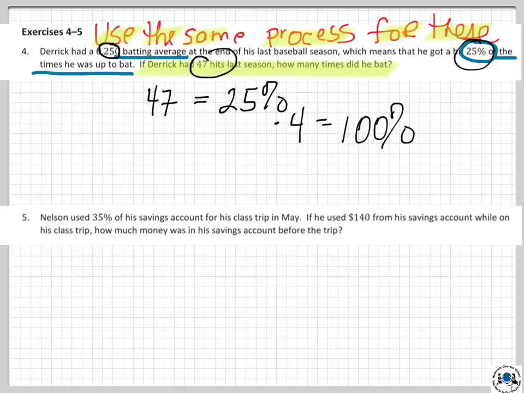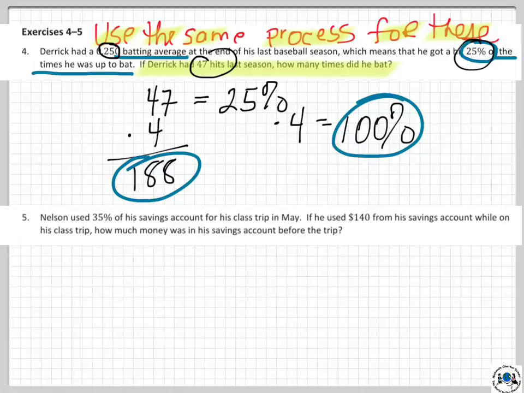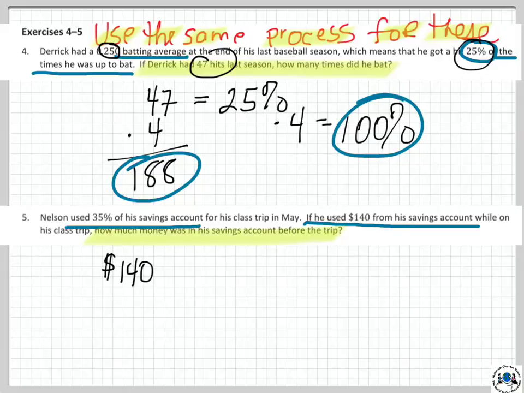Yes, 25% times 4 is 100. Of course, I'm thinking in my mind, this mental math might not be so easy, 47 times 4. But the way I do it is 7 times 4 is 28, and then 4 times 40 is 160, so that's 188. So he was up to bat 188 times. That 100%, the total number of at-bats, was 188.